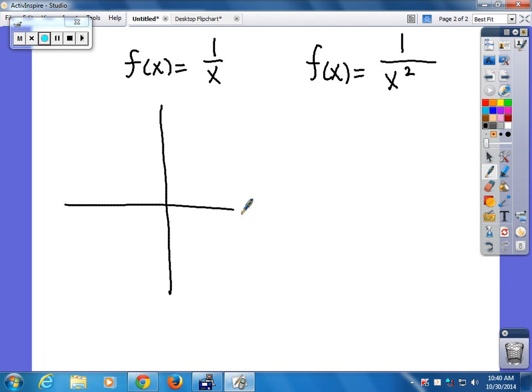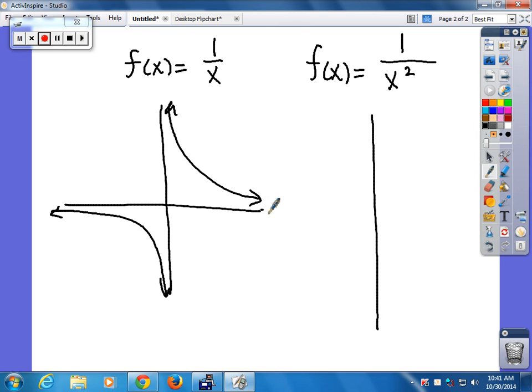1 over x will look like this. Converging on the y-axis and the x-axis, but never what? Never touches them. Same thing over here. Now, with f of x equal to 1 over x squared, you just flip this side up. Like right here, flip it up, and what do you have? You have a volcano.